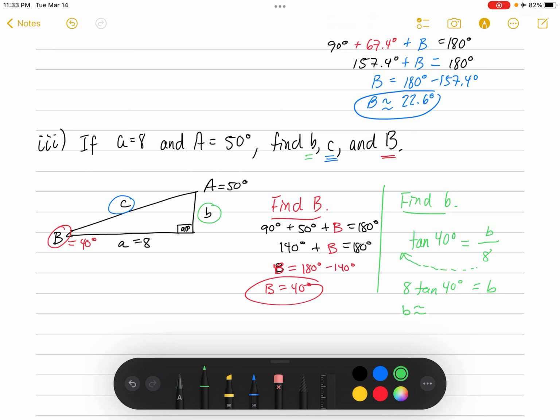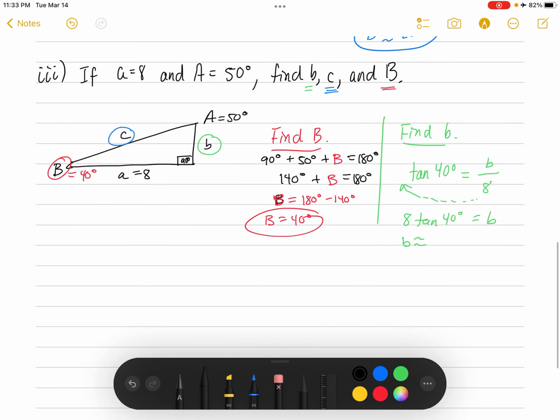And if I calculate in the calculator, I'll do the sequence of buttons I would press. I'd press 8, multiplied, tangent, then 40, and then enter. And you have to make sure this is in degree mode. If you already had it in degree mode, you don't have to change it. It's already in there. So in the calculator, it'll look like 8 times tangent of 40, and you press enter.